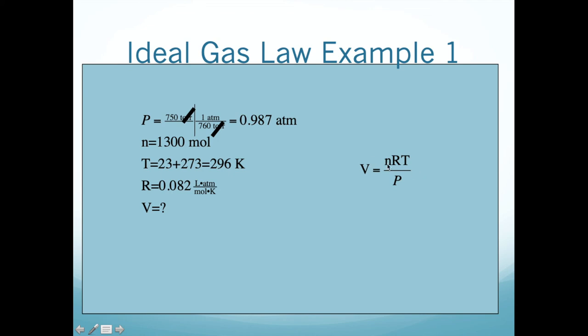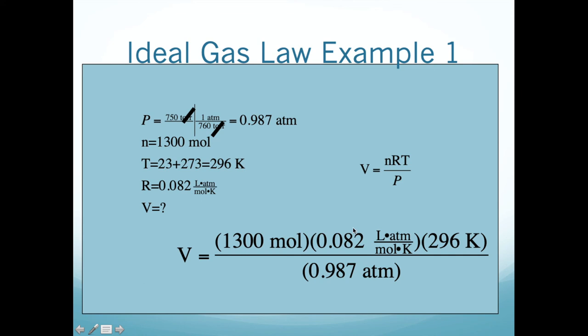We're going to take our moles, which is 1,300. We're going to multiply by our value of R, 0.0821. That looks like I rounded off to 0.082. And our temperature of 296 Kelvin, we're going to divide by our pressure of 0.987 atmospheres.